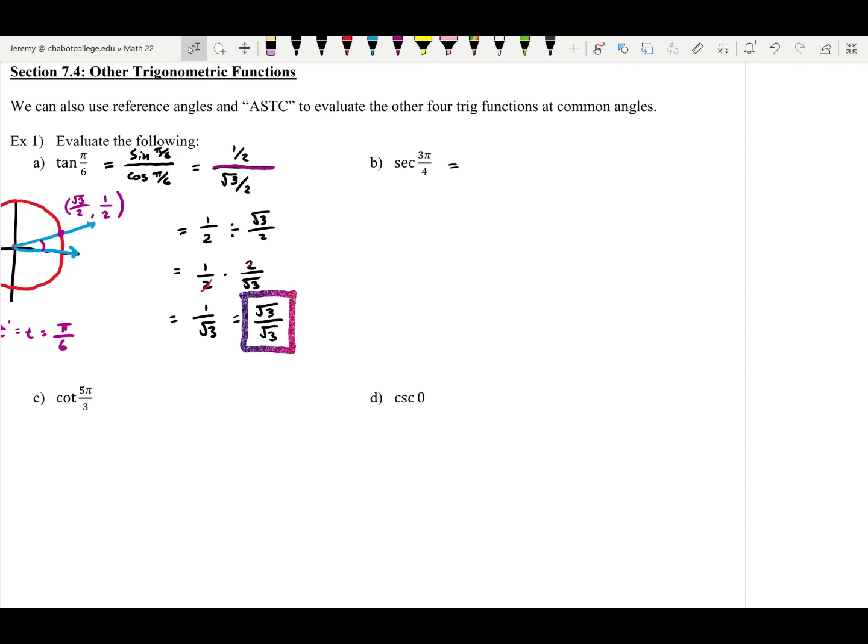You might remember that secant of any angle is the same as 1 over cosine of whatever that angle is. So in this case, 3 pi over 4. So really, if I can find cosine of 3 pi over 4, I can then simplify and find secant of 3 pi over 4. So let's work on that. 3 pi over 4, let's find that angle. And we should be getting a little quicker at locating these angles. Here's our initial side. Our terminal side is right here.